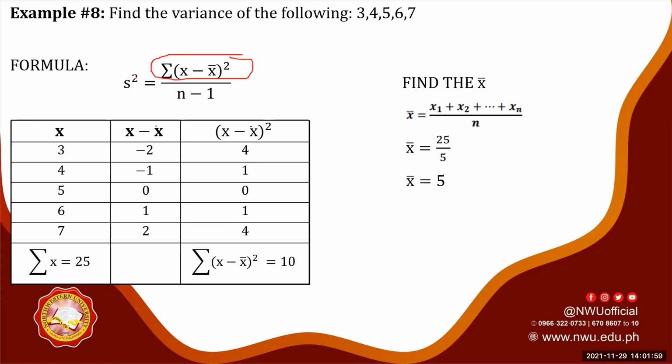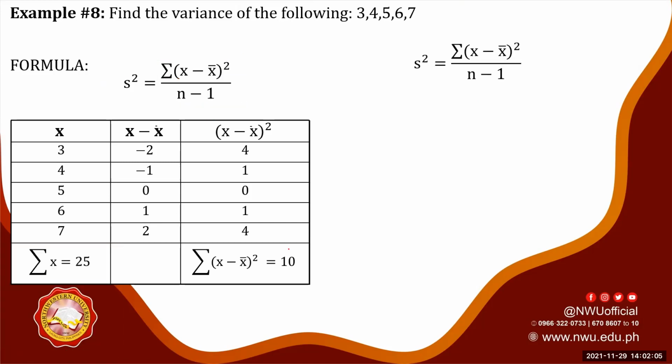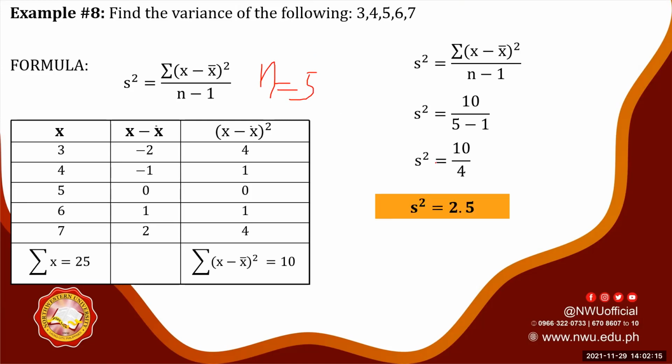Okay? And so for you to get this, you just need to substitute all of it in your formula. So the numerator will be equal to 10. And since meron kang n na 5, so 5 minus 1, that's 4. So 10 over 4 is just equal to 2.5. That's the variance of the data na 3, 4, 5, 6, and 7. 2.5 lang yung kanyang variance.